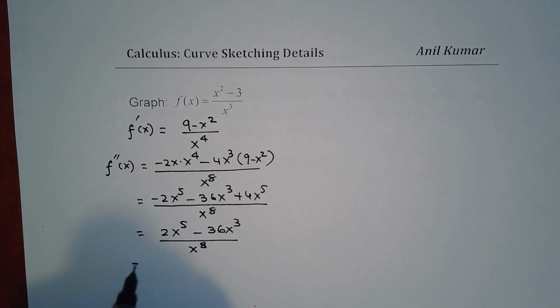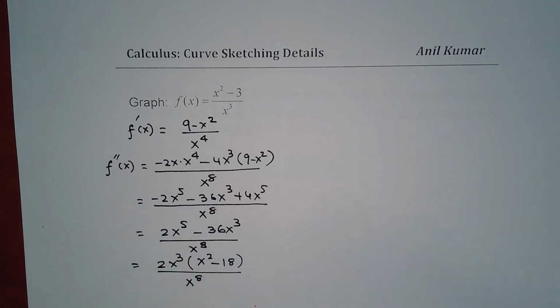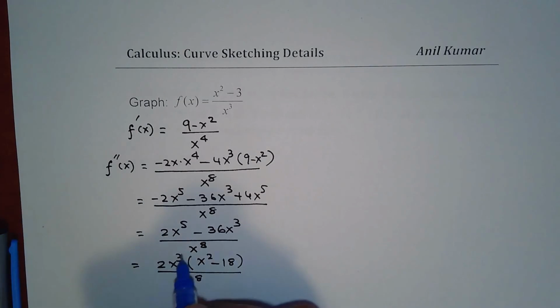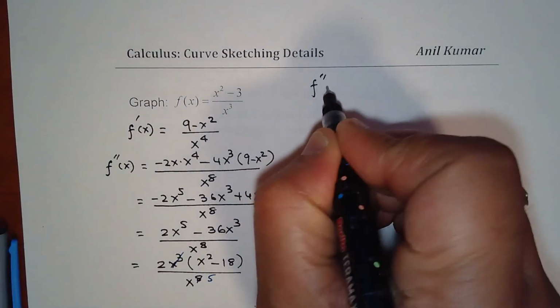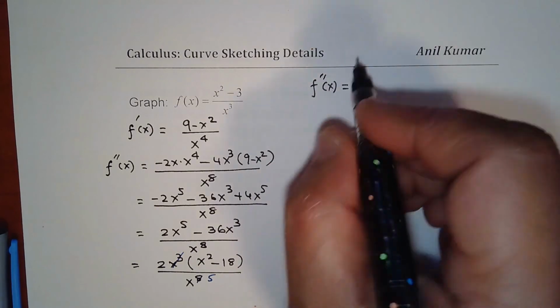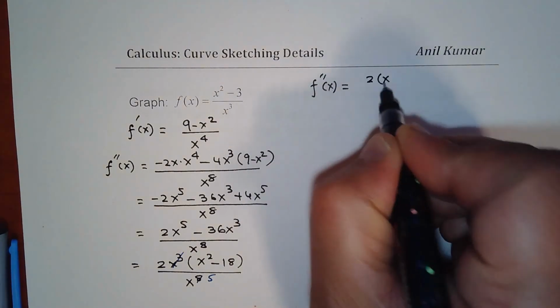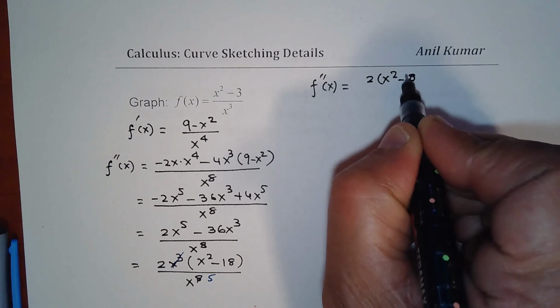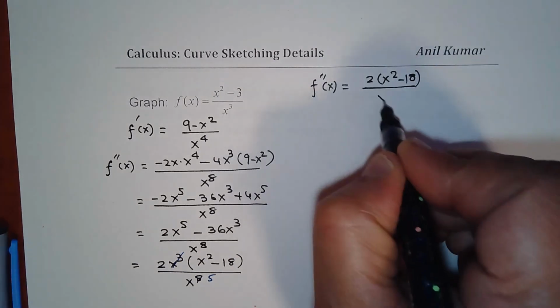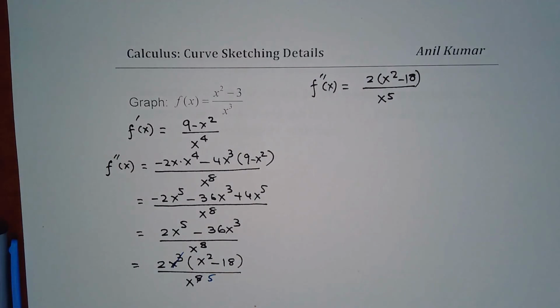We can again factor out 2x cubed and we get x squared minus 18, and the denominator is x to the power of 8. Now that can be simplified by cancelling x cubed with the power. We get x to the power of 5 and therefore the second derivative can be written as 2 times x squared minus 18 over x to the power of 5. Okay? So that is the second derivative for us.